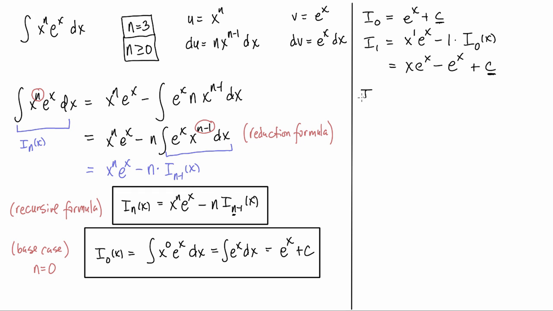Alright, so keep going. I2 is x squared e to the x minus 2 I1. Well, what is I1? Well, we have it on the previous line. On the previous line, it is all of this.